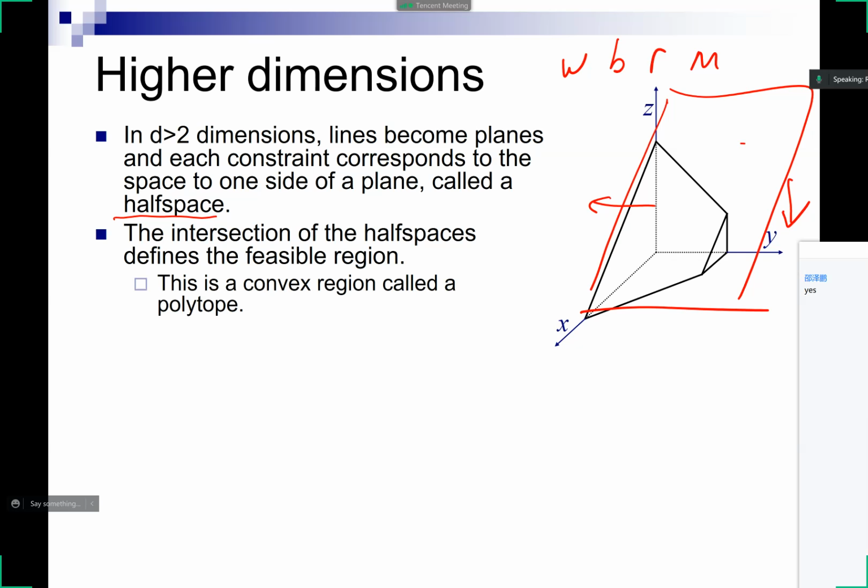Now, a key property about these intersections is that the feasible region is going to be convex. That's not hard to prove, but basically, anytime you add a new half space, you're going to intersect it with the previous feasible region, which is already convex. And when you intersect it with a half space, that's going to form a new convex region.